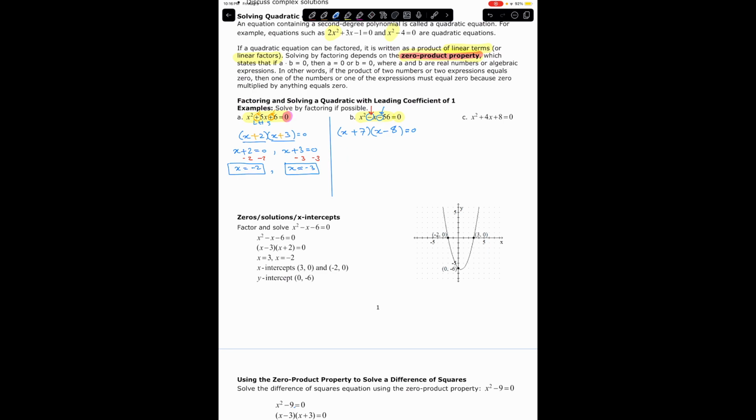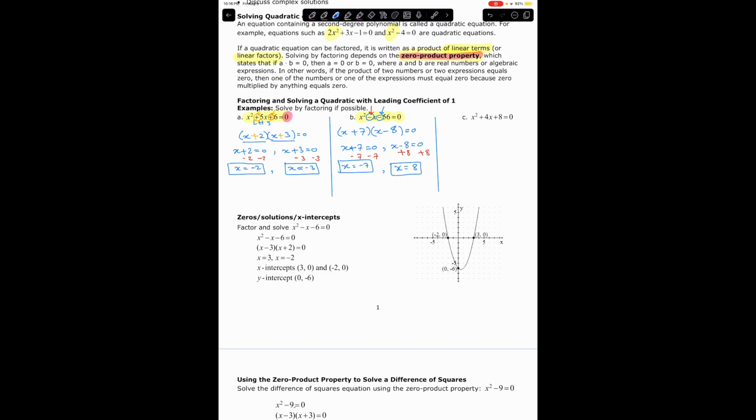Now we're going to set each factor equal to 0. And we're going to solve. Minus 7, both sides. We get x equals negative 7. That is one of the solutions. The second solution, we're going to set x minus 8 equal to 0. So we're going to add 8 to both sides of the equation to solve that linear equation. We end up with x equals positive 8. So our solutions are x is equal to negative 7, x is equal to 8.